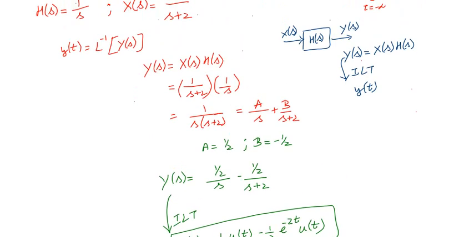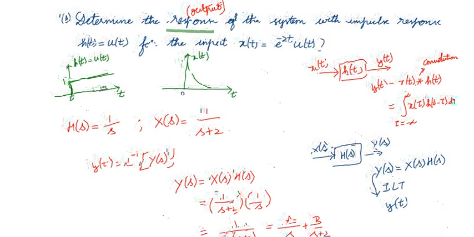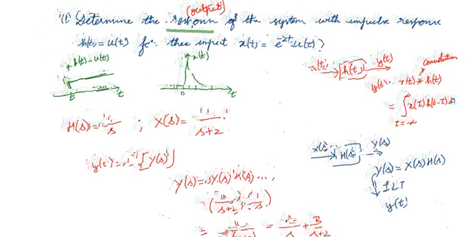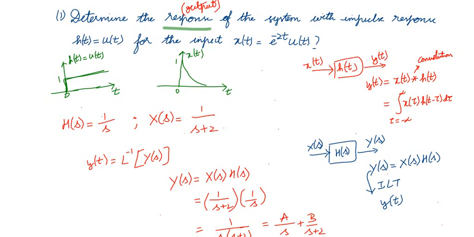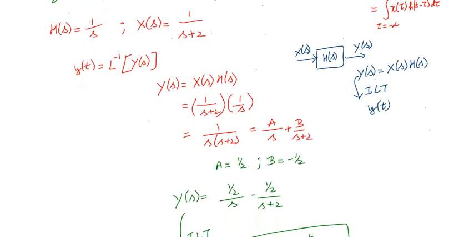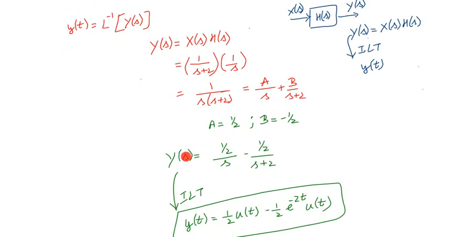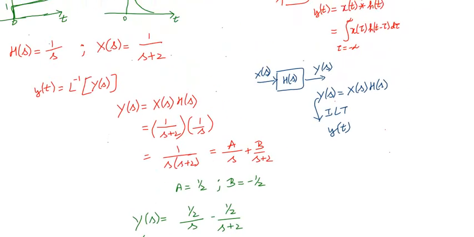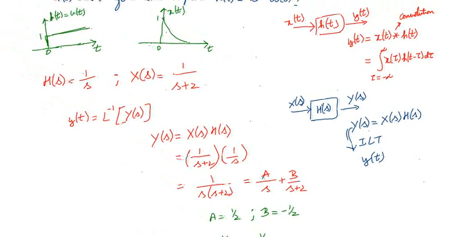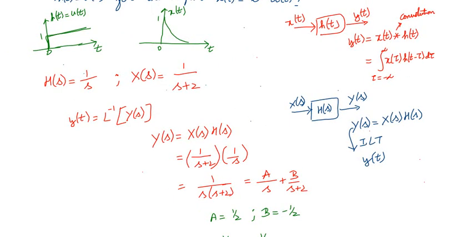This is the advantage of using Laplace transform to find the output or response. You just multiply the input in Laplace domain with the system function, then you take partial fractions and find Y of s. From Y of s, if you take the inverse Laplace transform, you will get the output back in time domain. This is much better than doing convolution. Okay, now we move to the second problem.